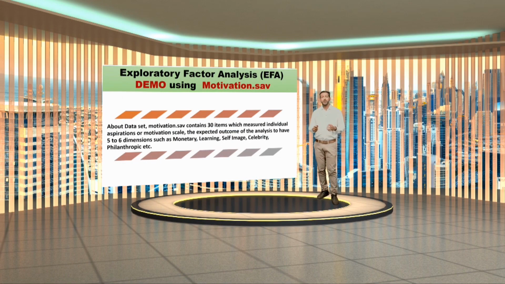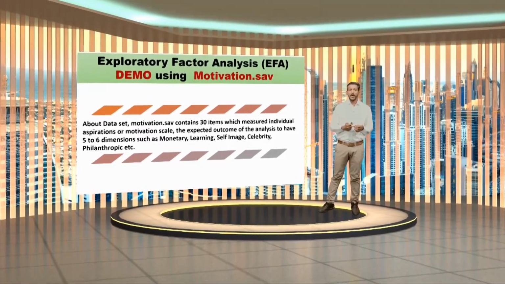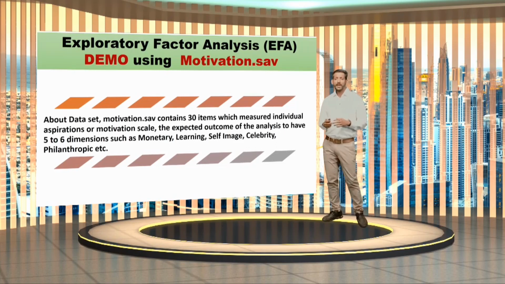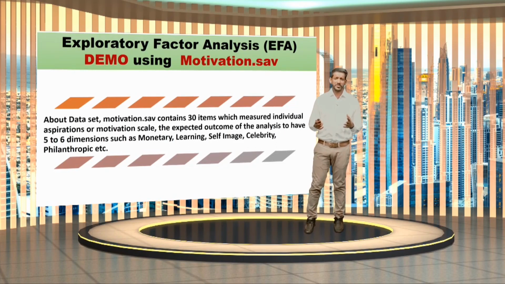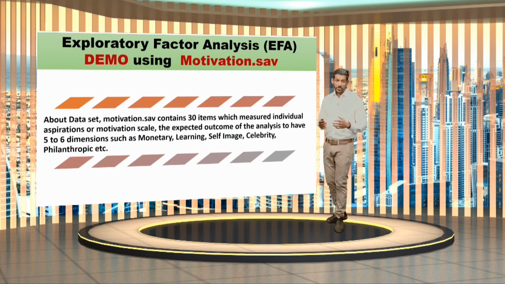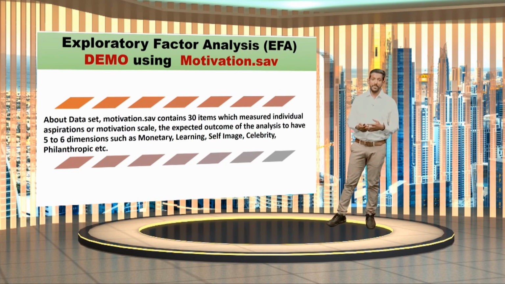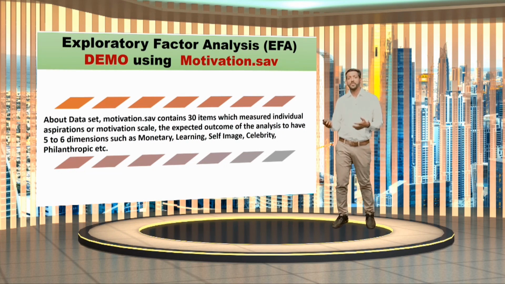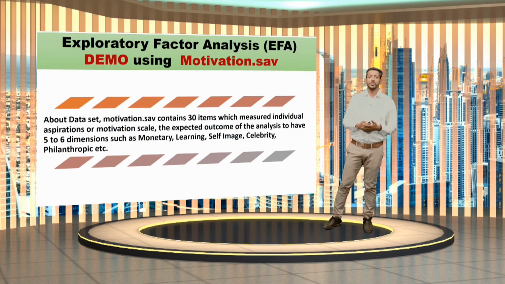So, in terms of demonstration of EFA, we will take data about motivation, which roughly contains 30 items and measures individual aspirations or motivation. The expected outcome of the analysis is 5 or 6 dimensions, which are the aspirations or motivations in people's lives. It may be monetary, or learning, or self image, or philanthropy, etc. Let us take this data and I will show step by step how to use an EFA model.